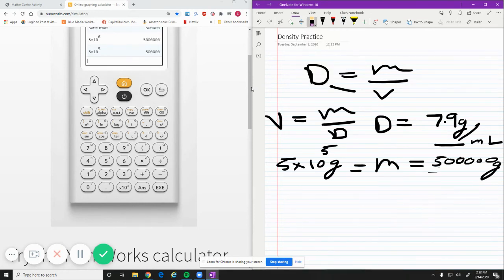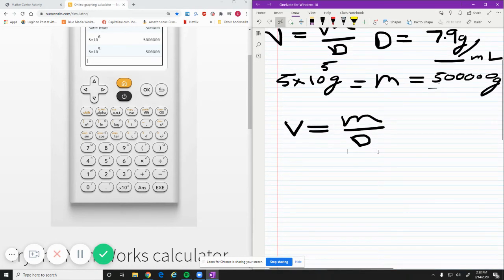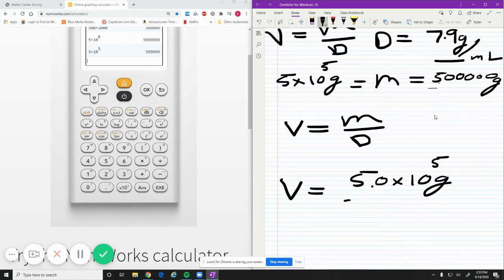We'll go again with our formula. We said volume is equal to mass divided by density, and everything else is just plug and chug plus sig figs. So volume is equal to mass. My mass we said was, I'll do the shorthand, which is scientific notation, 5.0 times 10 to the 5th. I'm not done. I need my grams in there. Divided by my density, which was 7.9 grams over ml.